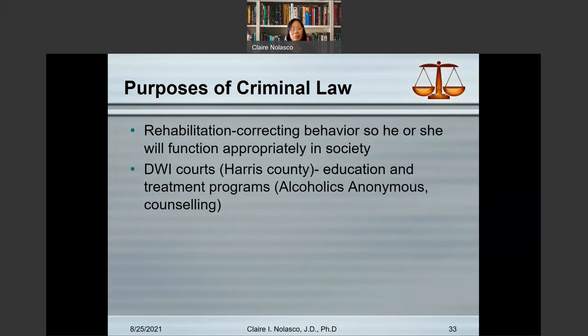Another purpose of criminal law is rehabilitation, to correct the behavior of the offender so that he or she will function appropriately in society. An example would be the DWI courts, so driving while intoxicated courts. In Harris County, there's one that rehabilitates drunk drivers. Then you have education and treatment programs such as Alcoholics Anonymous and counseling.